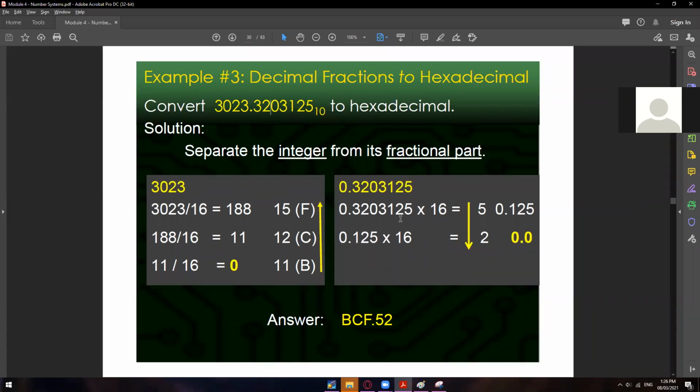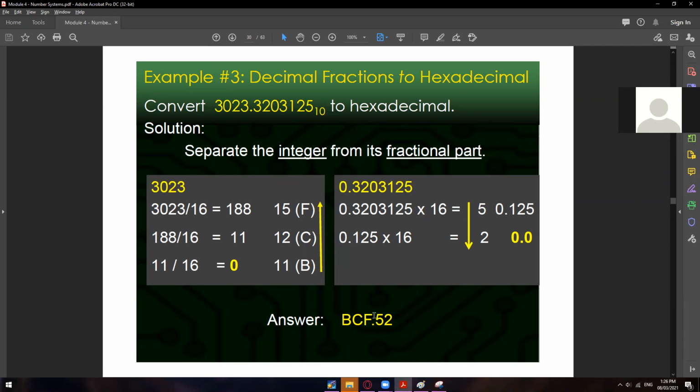So nothing has changed. Just take note that for the integer part, the one you're going to use is division, and for the fraction part, the one you're going to use is multiplication. The answer for the integer part is the remainder, and for the fraction part it is the integer part. Right here we have a divisor, and right here we have a multiplier. Once you get the final answer of those two, read this one from bottom to top and this one from top to bottom.